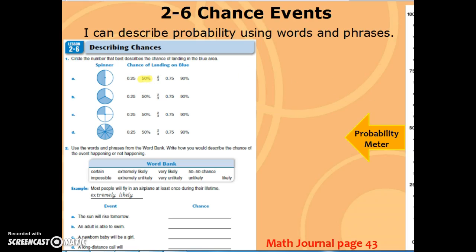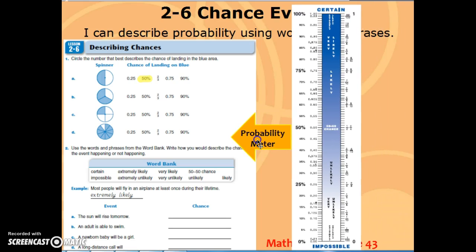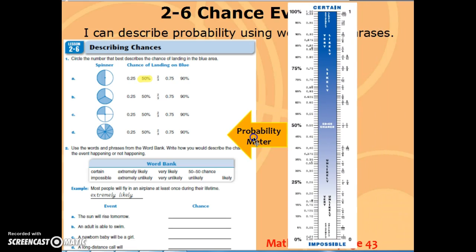If I didn't know that, I have this handy dandy probability meter that is going to be a good resource for you to use during this lesson. And 50% is right here on the probability meter. Half is labeled here, so you have the fractions on the right side, and then you have your decimals and percents on the left. If I wasn't sure what half was as a fraction or a decimal, I could check my probability meter.